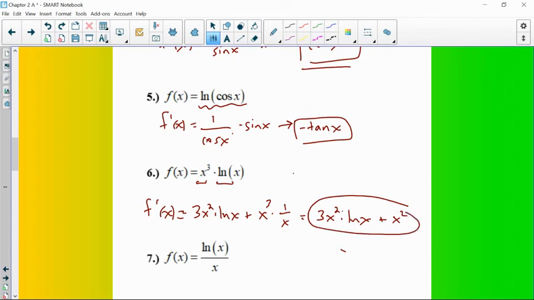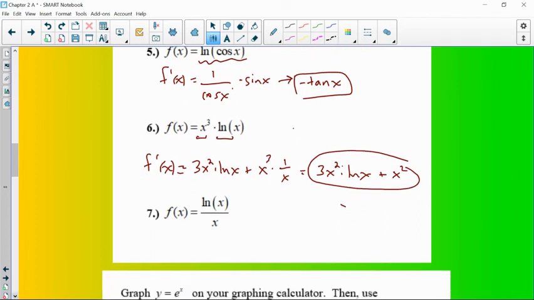I didn't. Okay. And then I think this will be the last example on this video. Quotient rule, just for fun, right? So low, which is x, d high, 1 over x, minus high, natural log of x, d low, 1, all over low, x squared, which is equal to, well, this just cancels to 1 minus ln x over x.